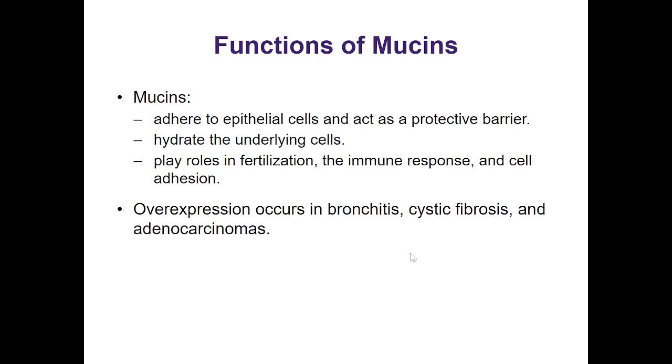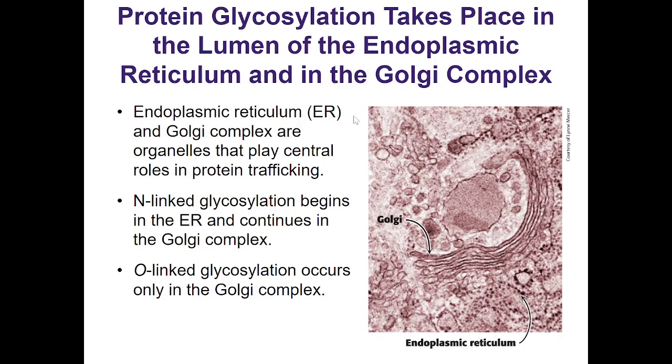Fantastic. So overexpression occurs in bronchitis, cystic fibrosis, and adenocarcinomas. The protein glycosylation is going to take place in the lumen of your endoplasmic reticulum and in your Golgi complex. Again, this is endoplasmic reticulum right here, Golgi complex. Has everybody seen these before? Everybody's had a class for that, okay.